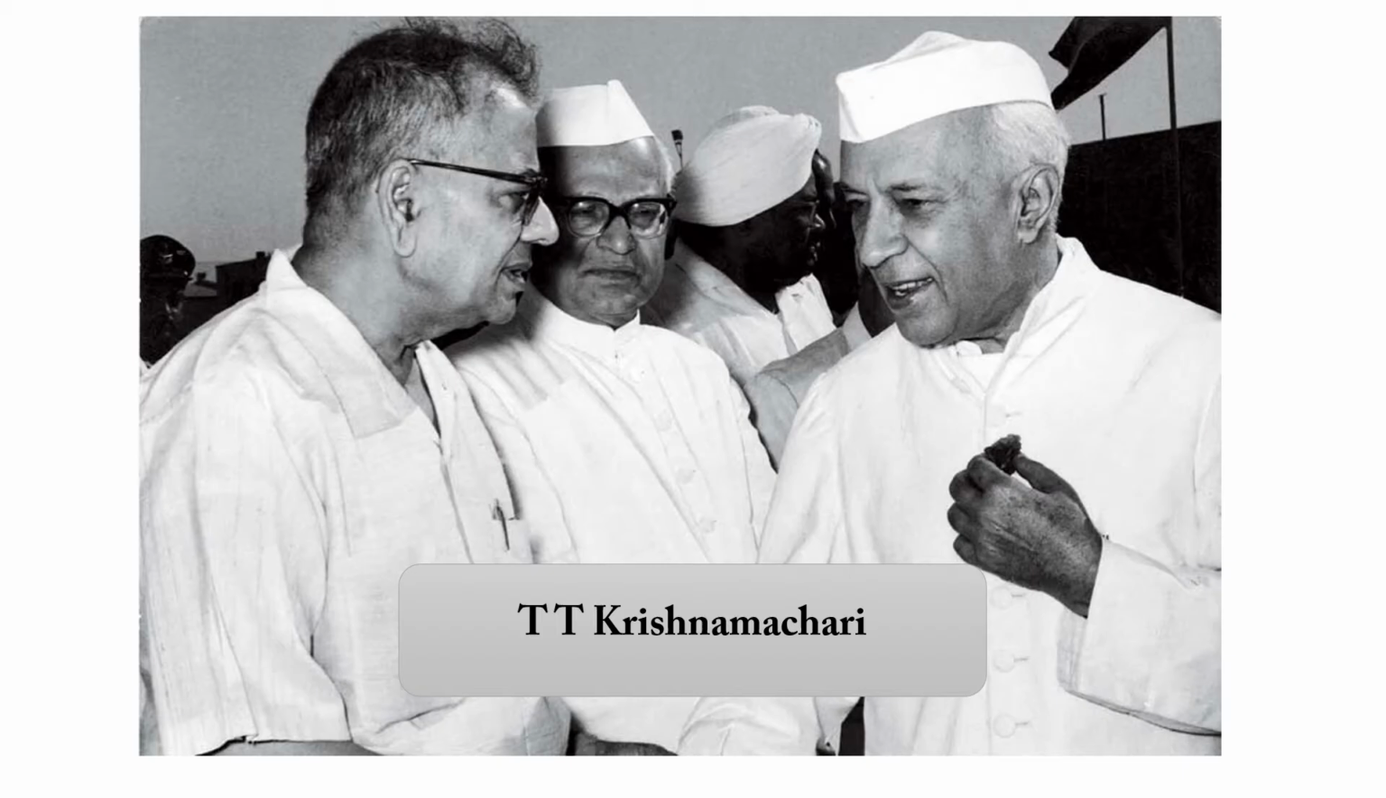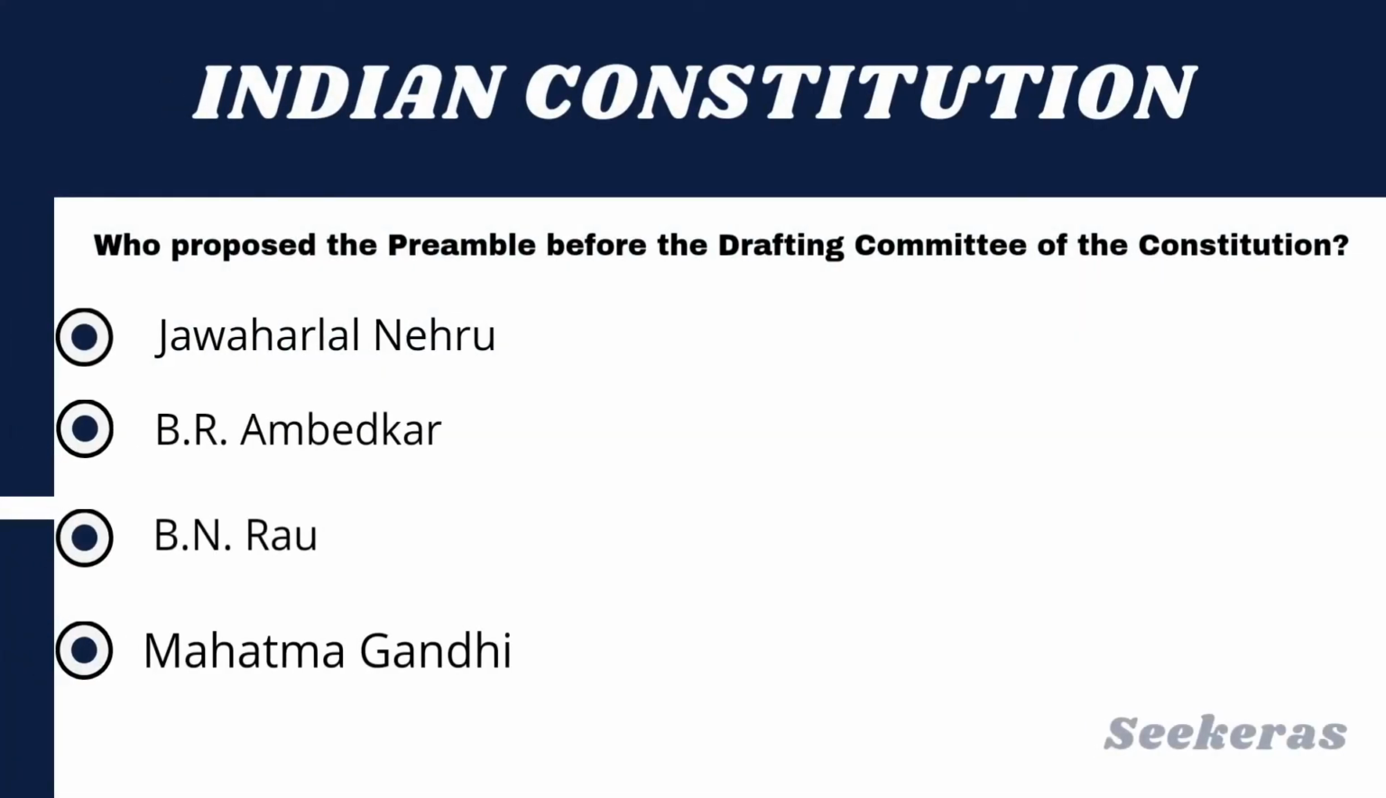Question number 12. Who proposed the preamble before the drafting committee of the Constitution? Option A. Jawaharlal Nehru. Option B. B.R. Ambedkar. Option C. B.N. Rao. Or option D. Mahatma Gandhi. The answer is option A.